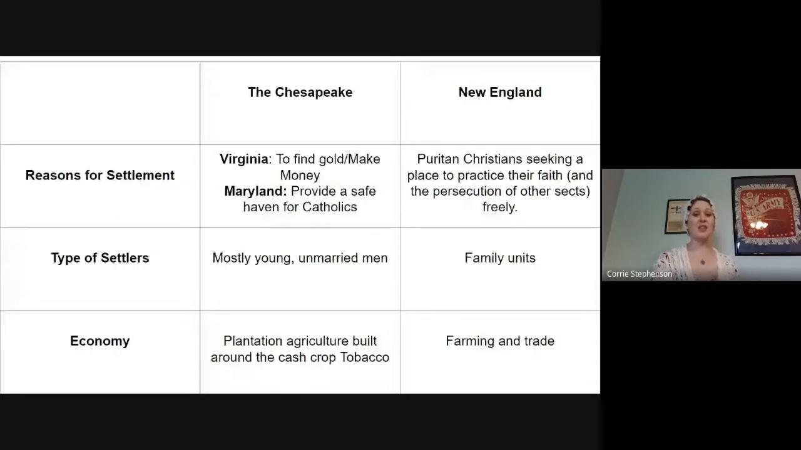And their economies are also quite different. Maryland will also focus heavily on the production of tobacco. So when we talk about the Chesapeake region, Virginia and Maryland, we're talking about plantation agriculture very early, based around a single cash crop, tobacco. But for New England, we have a much more diverse economy that's based on farming and on trade, both again with Native Americans and with Europe itself.